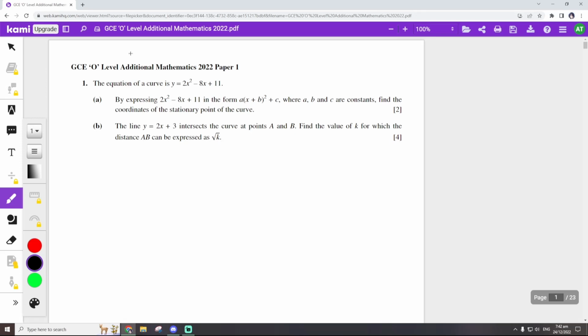But for now, let's start with the first question, which is quite normal, I think. We have a quadratic curve, 2x squared minus 8x plus 11. Complete the square, find the coordinates of the stationary point.